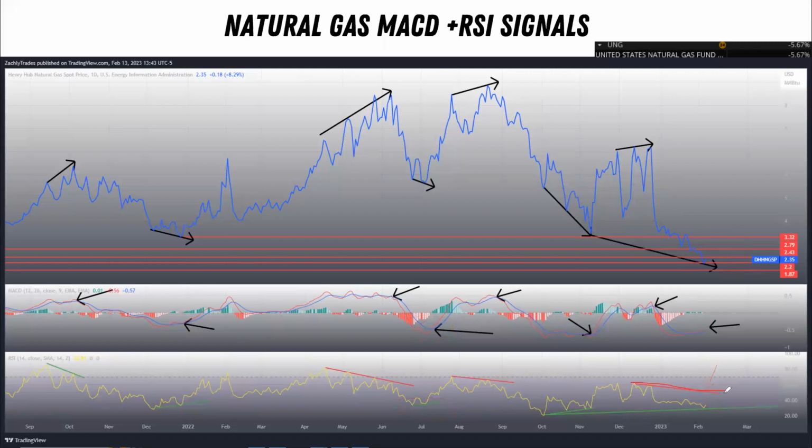Okay, this red trend line, this is our bearish divergence trend line where we were making higher highs, but then started making lower highs here. This trend line is still going to be very important. Okay, and notice how we're starting to form a little bit of a triangle pattern here.